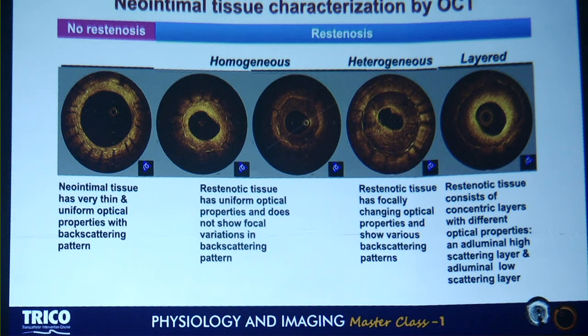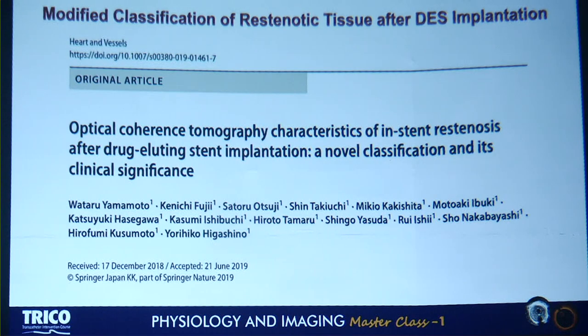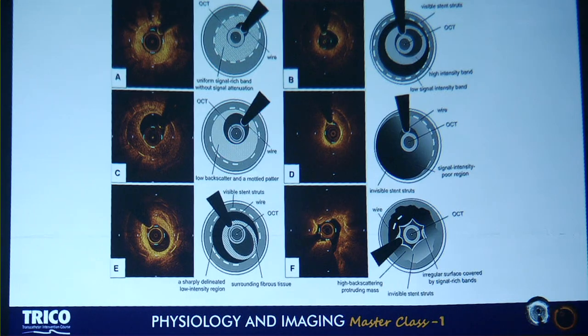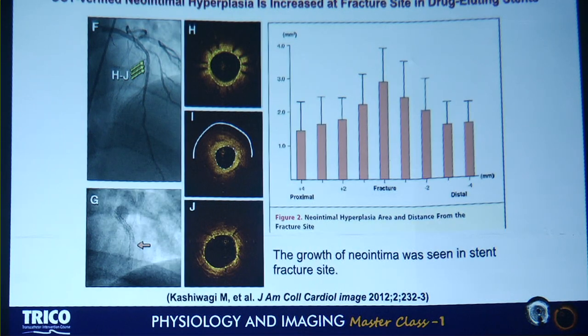About ISR, because of the lack of time, I am not going to discuss it in detail, but we are going to have a great discussion on the live case. Homogeneous, heterogeneous, and layered appearance have been described. All this original work comes from Japan, mainly from Professor Akasaka's place. Nowadays there is another classification of ISR. Again, a Japanese group has classified it into 6 varieties, and we will discuss it, including where the drug-eluting balloon works, where the stent works, and where nothing works.